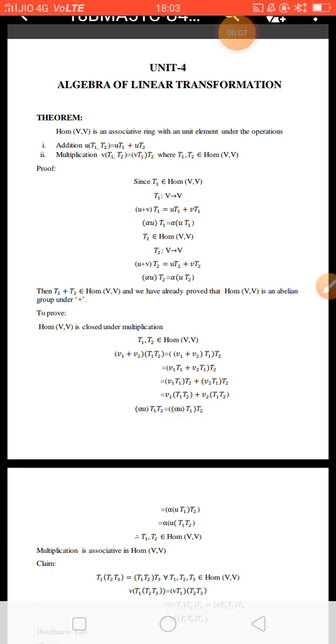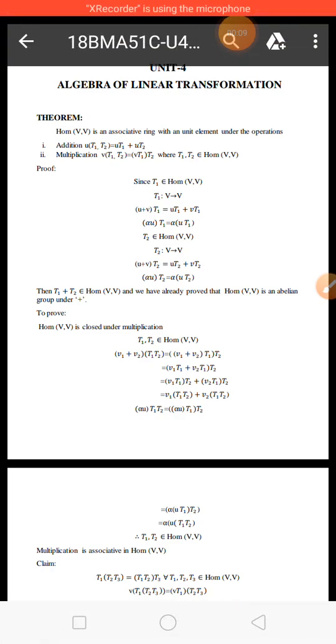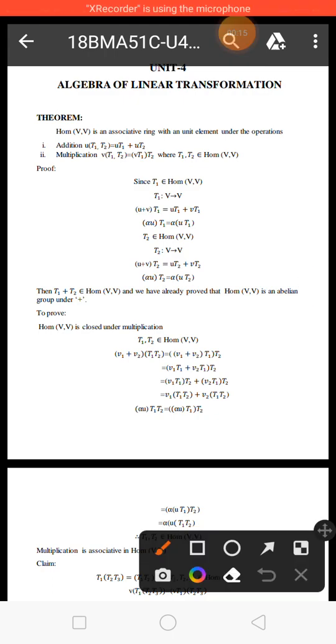Now we will discuss the algebra of linear transformations, Herstein's book theorem. First, Hom(V, V) is an associative ring with unit element under the operations of addition, where U(T1 + T2) = UT1 + UT2, and multiplication, where V(T1T2) = (VT1)T2.